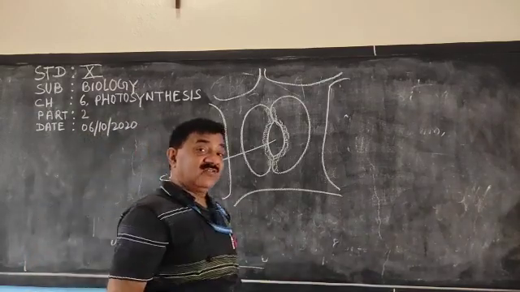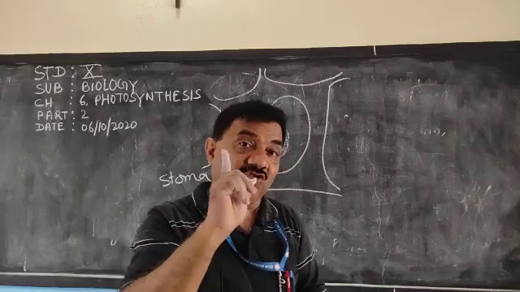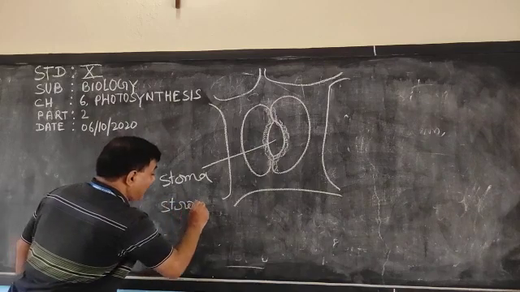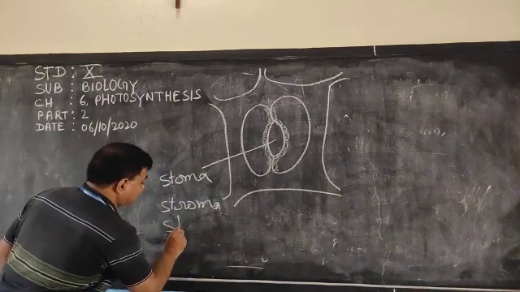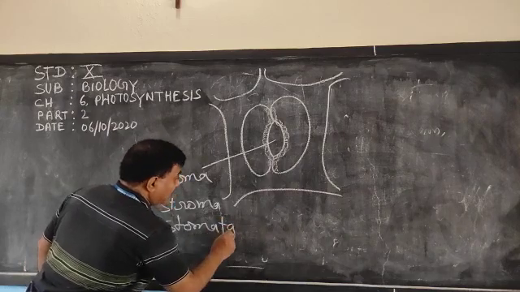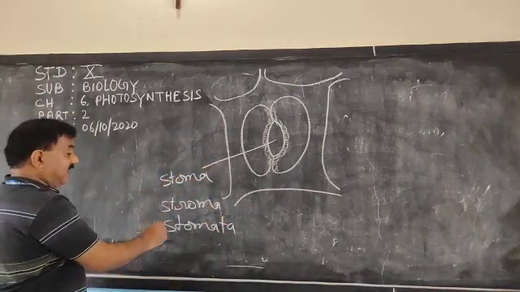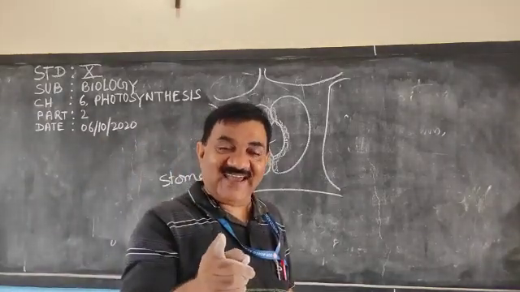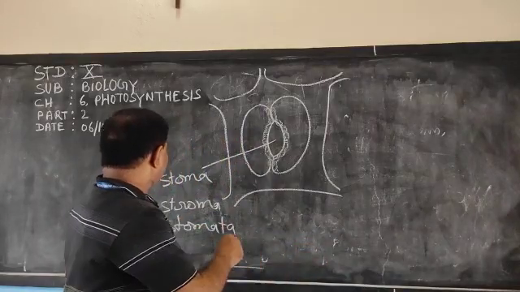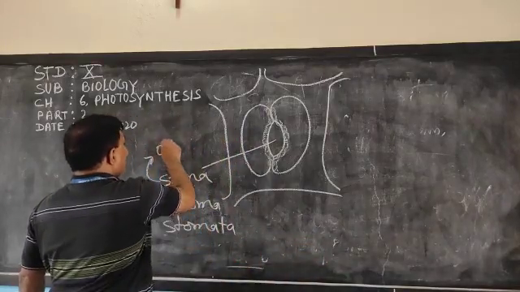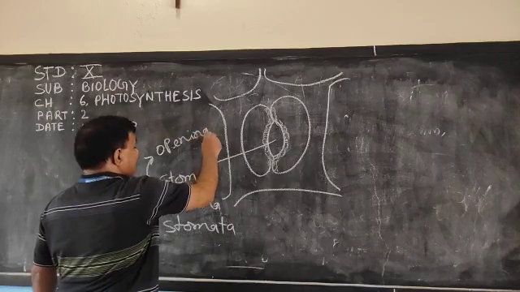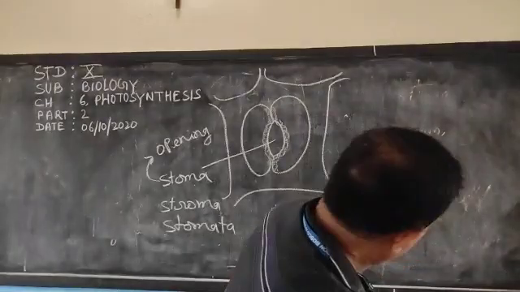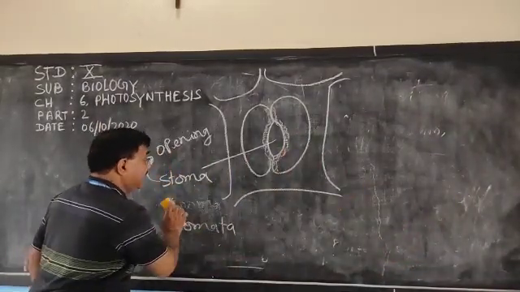So don't be confused between stoma, stroma and stomata. Three words: stoma, stroma and stomata. Stomata is the whole thing. Stroma we have discussed. Stroma and grana are parts of a chloroplast. And stoma is the opening. The opening is called a stoma, not a stroma. See the difference in spelling. So here we are discussing the stoma.